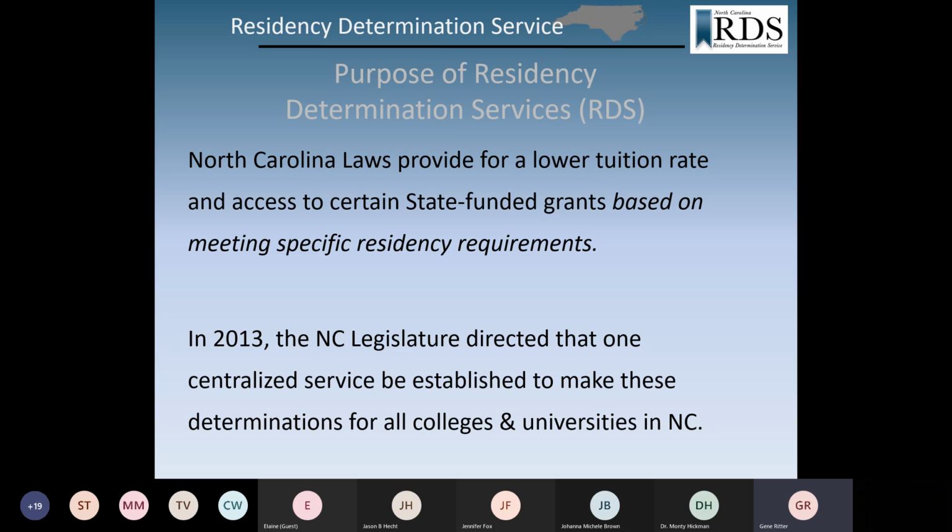But the biggest thing that happened was in 2013, the legislature decided that it was in everyone's best interest to have one centralized determination process. Prior to that, all colleges and universities had to make their own. And what happened during that legislative session is there were more than one member of the legislature who actually had a son or daughter going through the process and had very different experiences at different institutions that they were applying to, or applying to several.